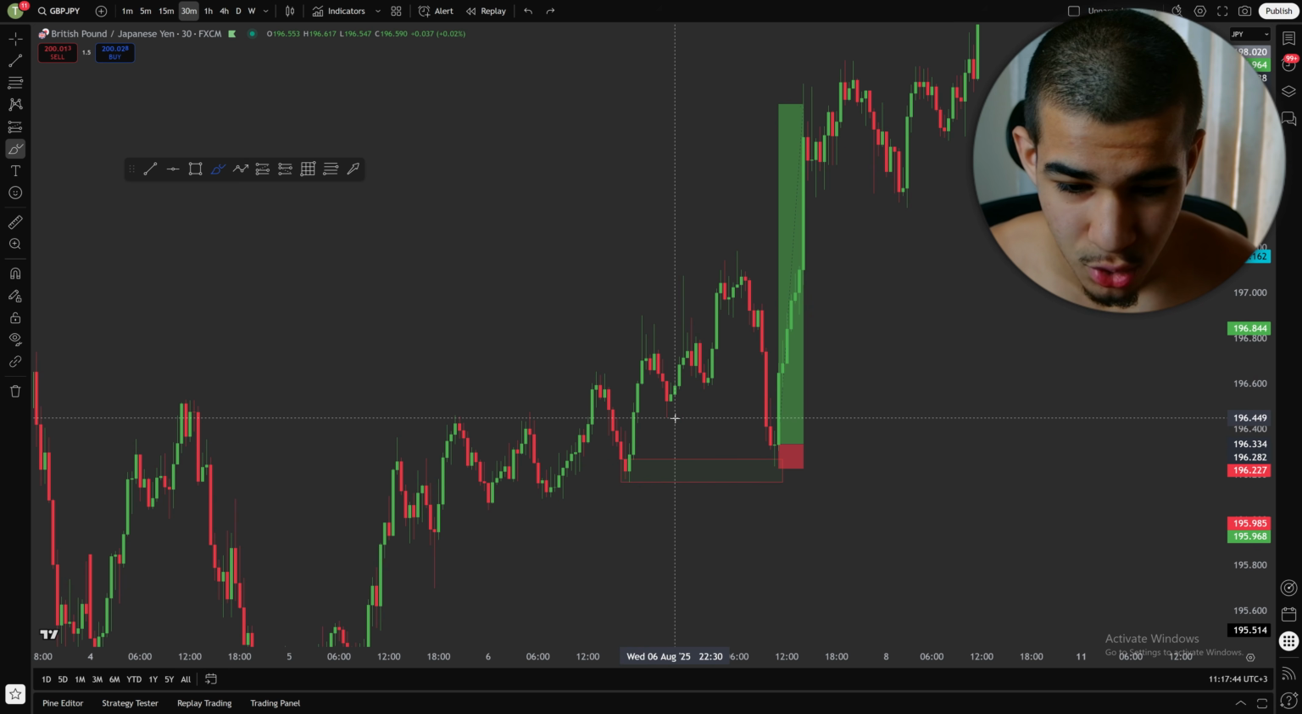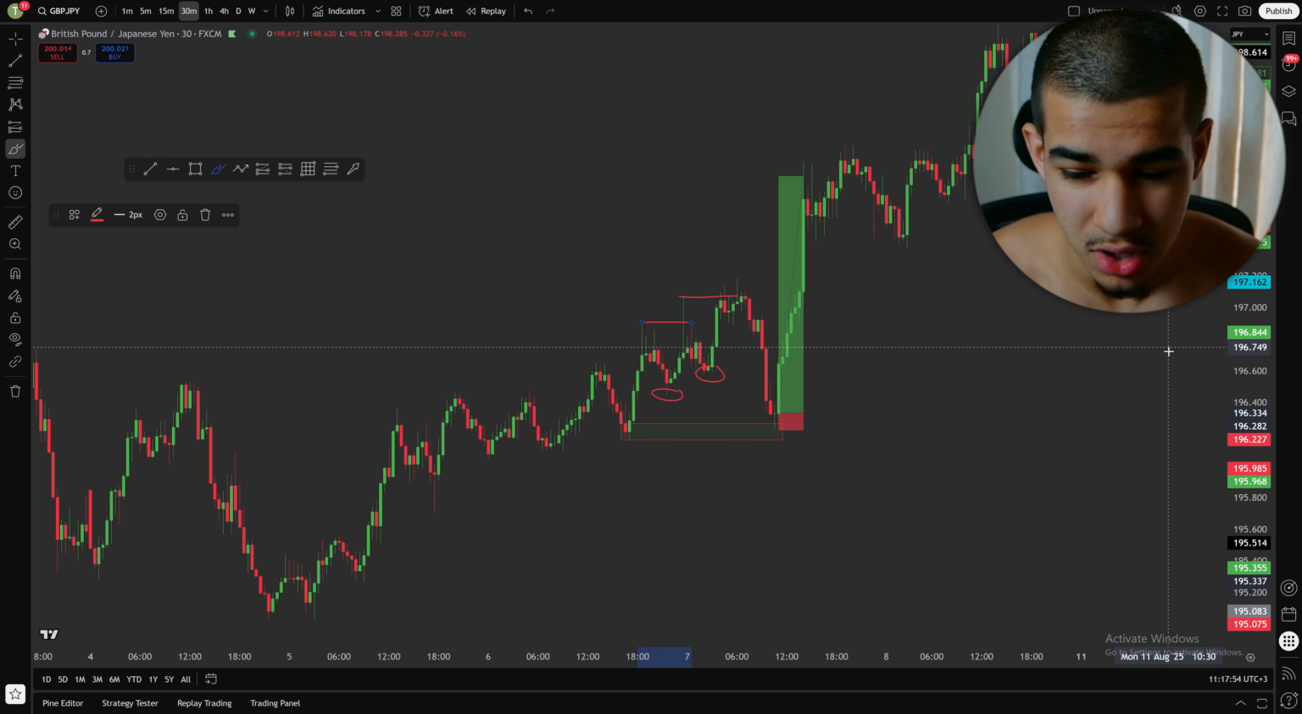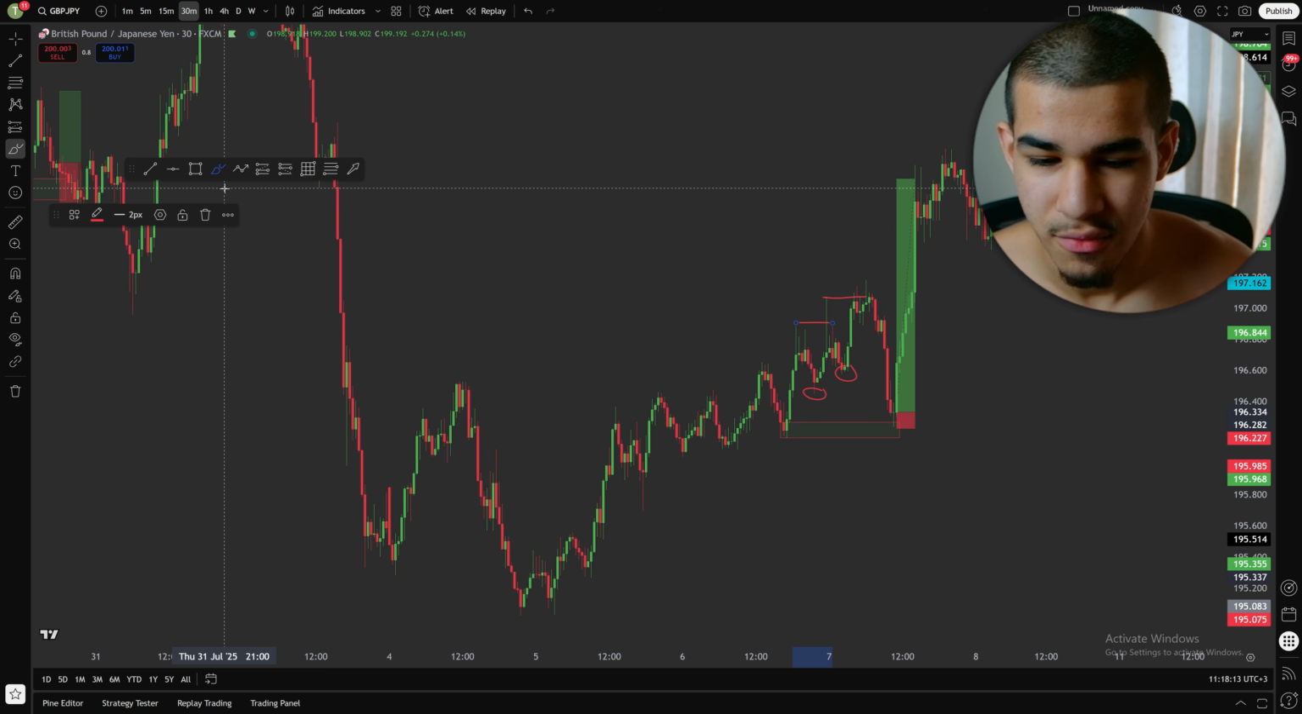And in this example, you have a liquidity right here, and they made another liquidity right here, which also took out its own high. Now, the most important one is the actual trend. I never take counter trend trades unless it has a key level or something like that.